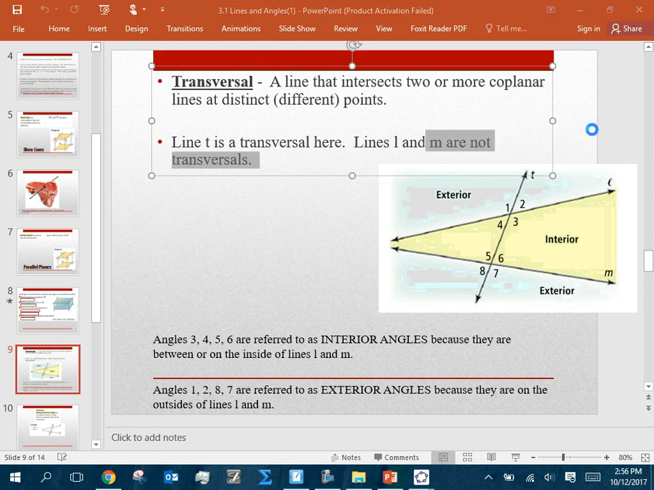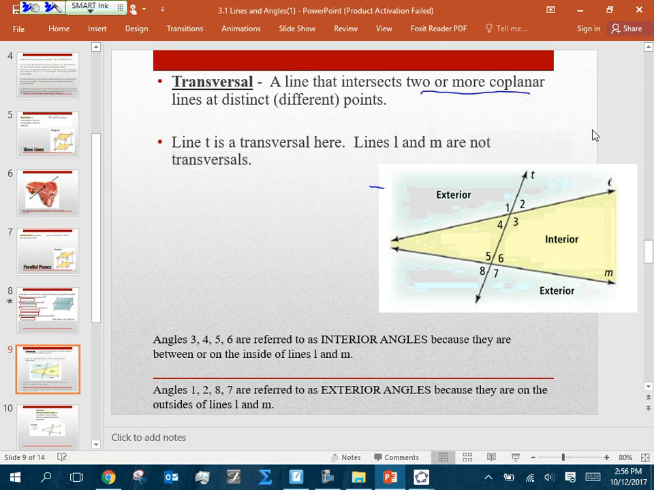But we've got that yellow region. We call that the interior of your two lines. If I can locate my interior, I can then also locate the exterior as being everything else. Does that make sense? So you've got your interior region, you've got your exterior region.